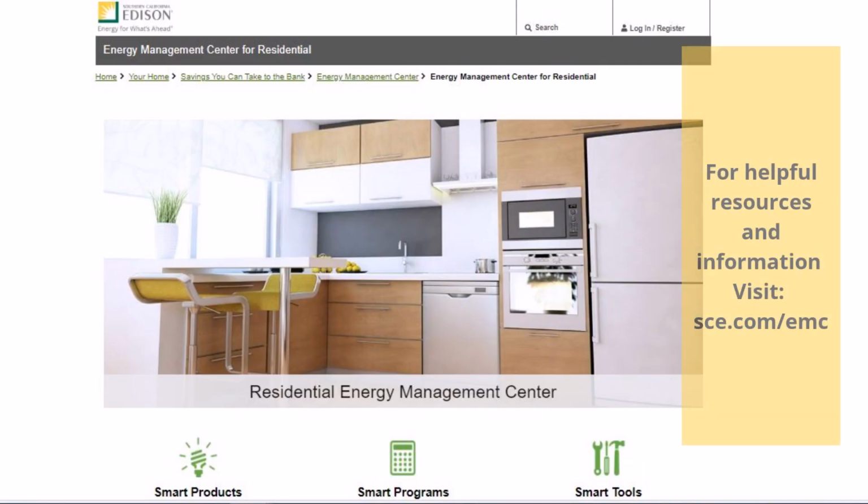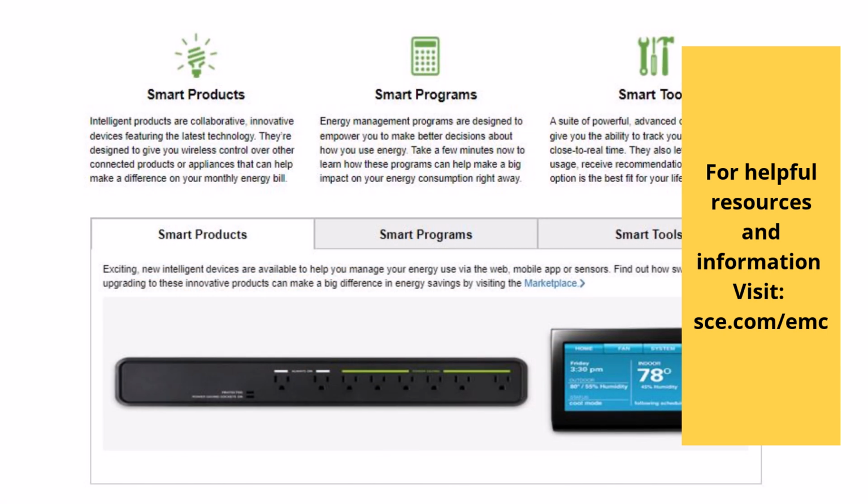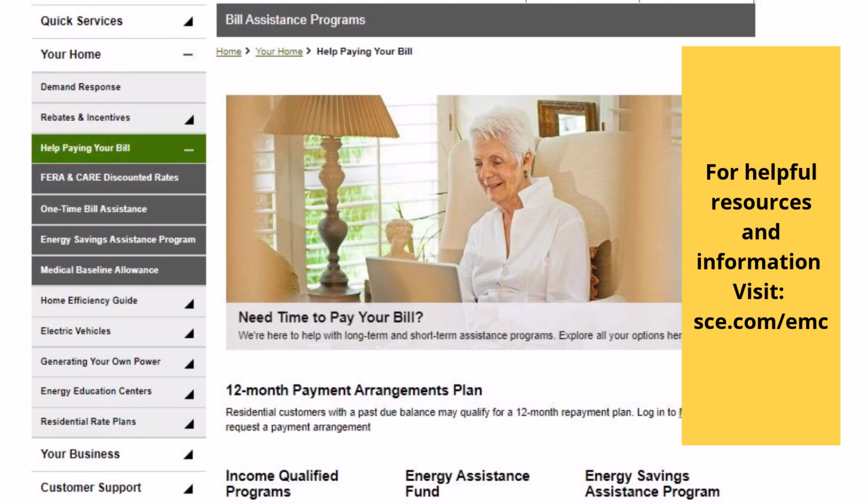A high electricity bill can result from various factors, including your energy consumption, your rate plan, and the energy efficiency of your home. By understanding these factors, you can take steps to manage and reduce your electricity costs.